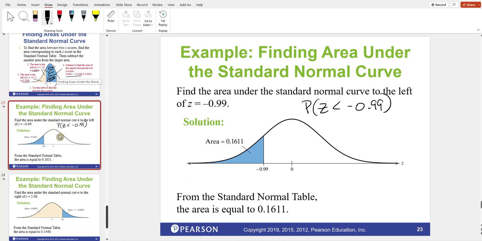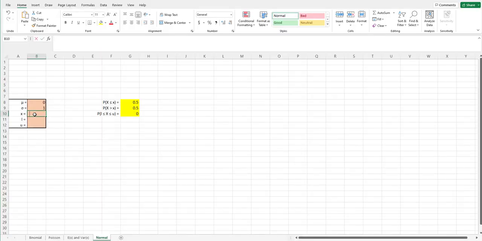And I'm going to go back to this first problem, and then we want the area to the left of negative 0.99. So I'm going to type in negative 0.99. And as you can see, the answers populate over here in the yellow. But you have to figure out which one is which. So we wanted P, the probability that Z is less than negative 0.99. So that will be this first box, because I have a less than here. So 1.611, that's what we got when we did it with StatCrunch. And you can also do it by hand.